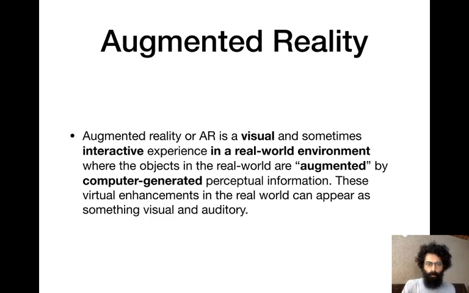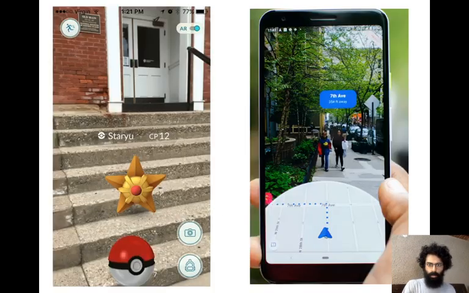So as the definition says, AR is a visual and sometimes interactive experience in a real world environment where the objects in the real world are augmented by computer generated perceptual information. And then these virtual enhancements can appear as visual or auditory. So the key thing is it's a real world environment.